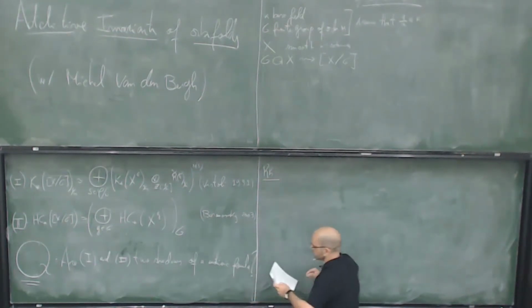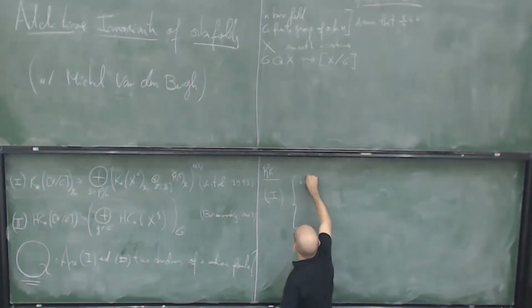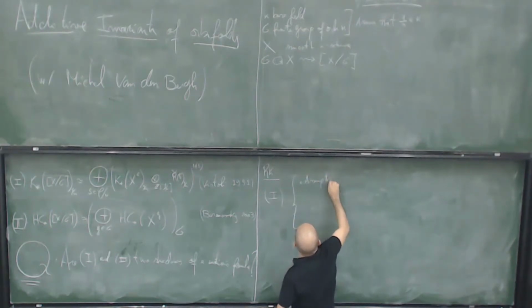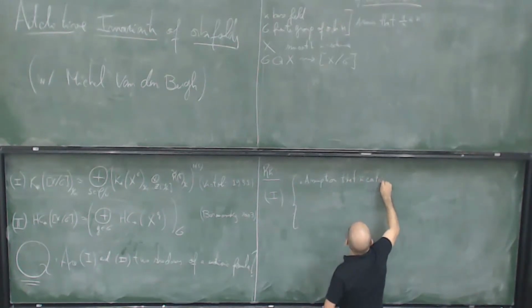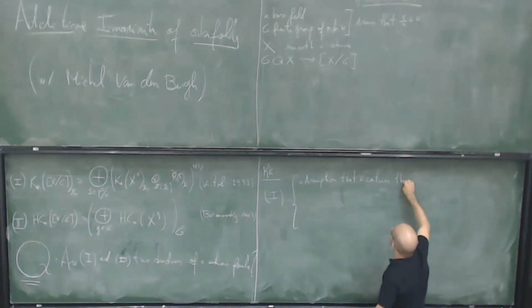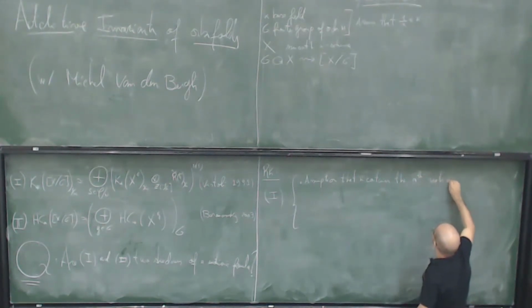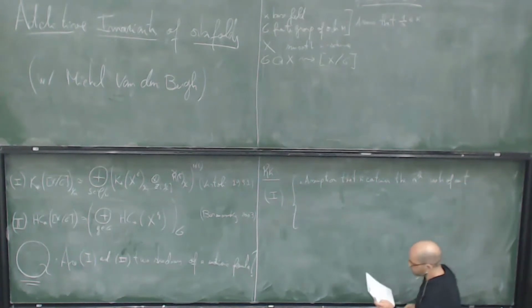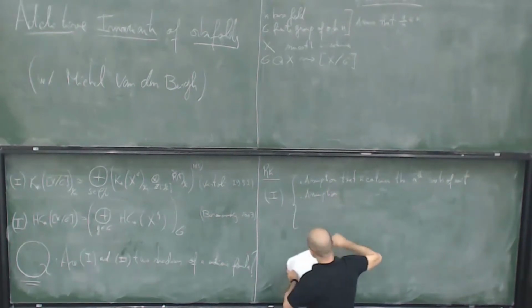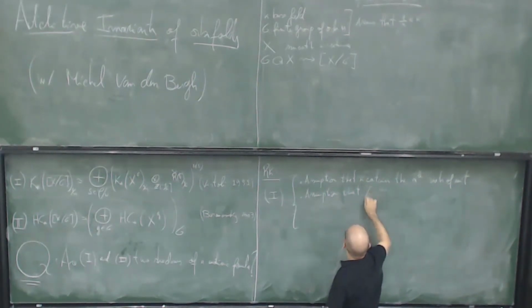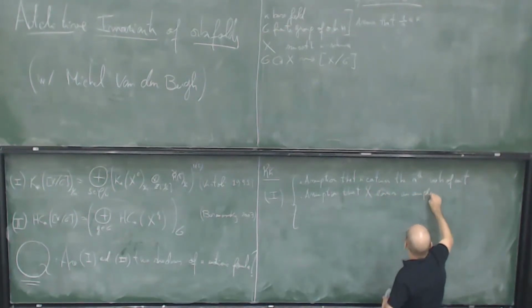So maybe a remark about 1. There are assumptions in this formula: that k, our base field, contains the nth root of unity, so an arithmetic assumption. There is also the assumption that X carries an ample line bundle.